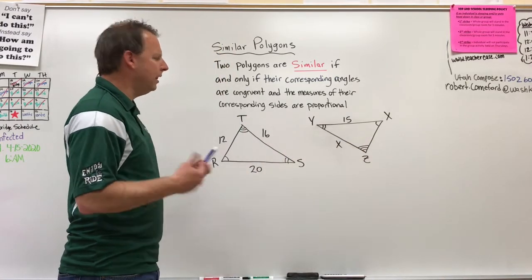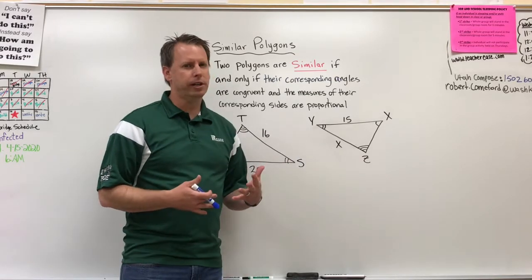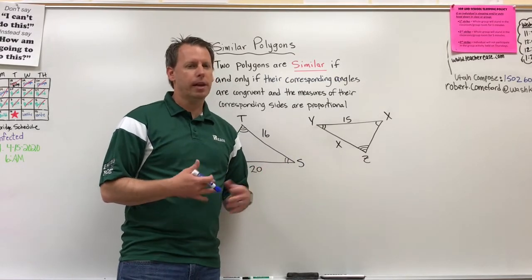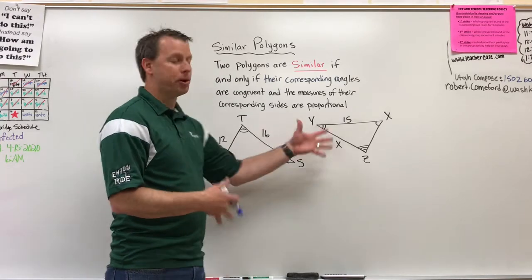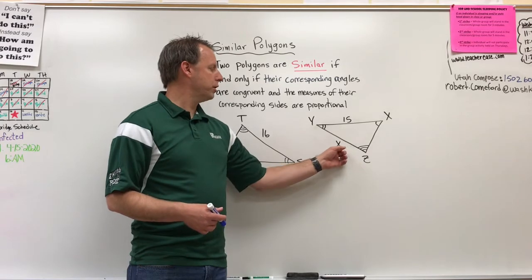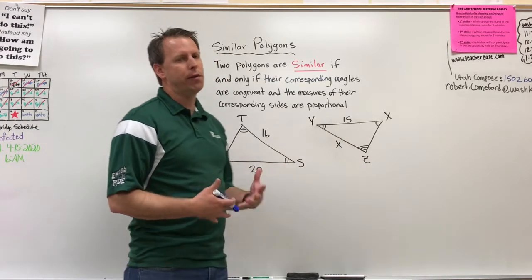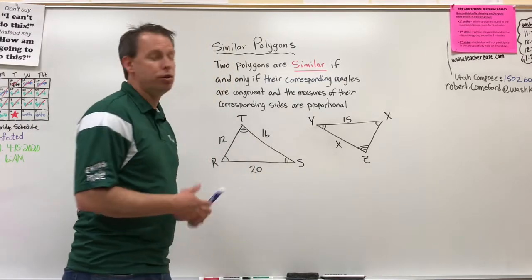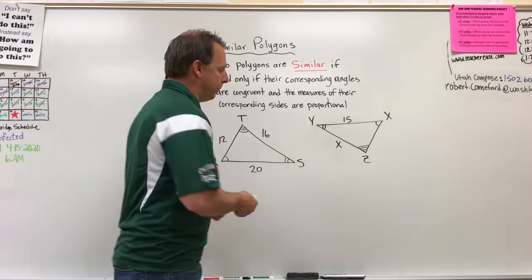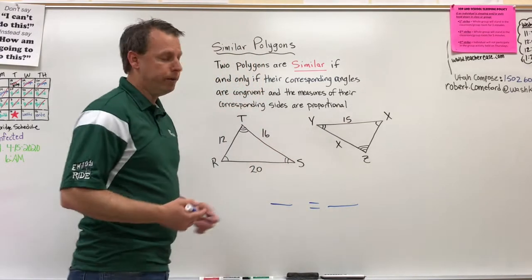So let's set up a proportion. If we set up a proportion, two ratios that are equal, then we will have proportional sides. That's the way we're going to do it. And so really, we're just solving for x. The questions are going to ask you to solve for a variable, solve for a missing side. To do that, we are going to set up a proportion. Remember, our proportion is 2 fractions that are equal.